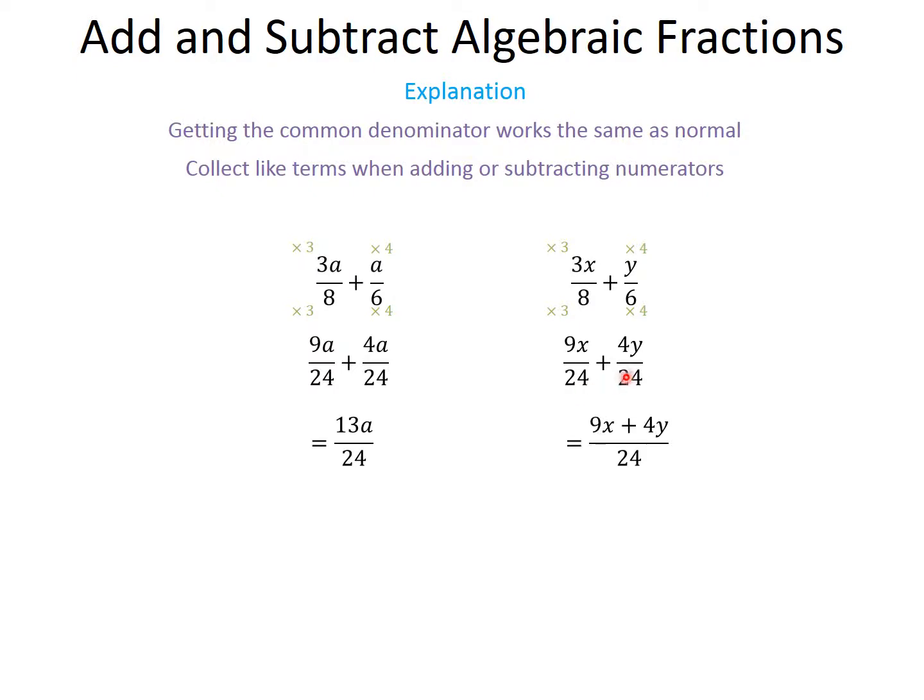And so here's the way we show it. We just put the 24s together as one number on the bottom, and then we leave 9x plus 4y on top, and we don't do anything else to it. It's certainly not 13xy, and so that's how we're going to leave it when we can't collect the like terms. You do put the 24s together as one single number on the bottom, but you just leave those separate on top.